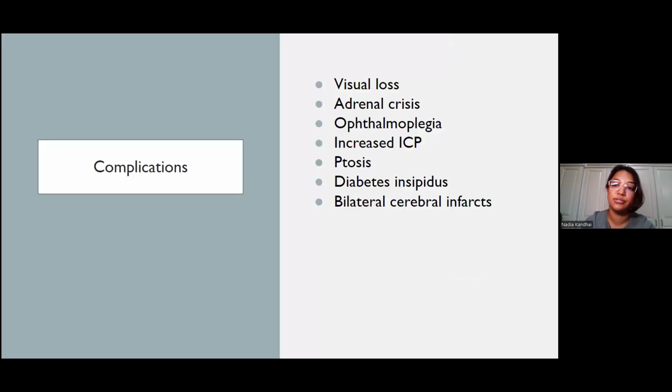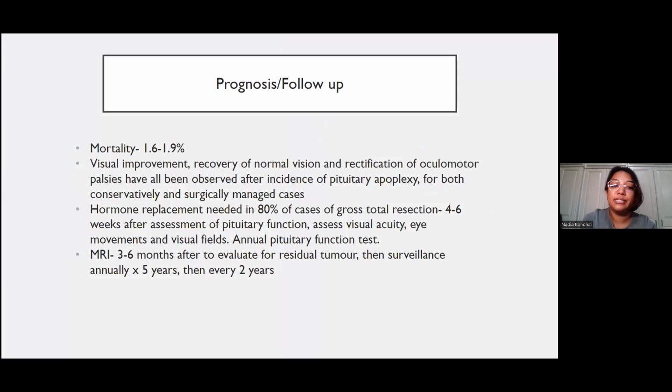Complications can be visual loss, adrenal crisis as mentioned, ophthalmoplegia, increased intracranial pressure, ptosis, bilateral cerebral infarcts, and diabetes insipidus. The mortality of pituitary apoplexy has been documented to be approximately 1.6 to 1.9%. For both conservatively and surgically managed cases, visual improvement, recovery of normal vision, and rectification of oculomotor palsies have all been observed after the incidence of the apoplexy. In 80% of cases of gross total resection, hormone replacement is needed in these patients.